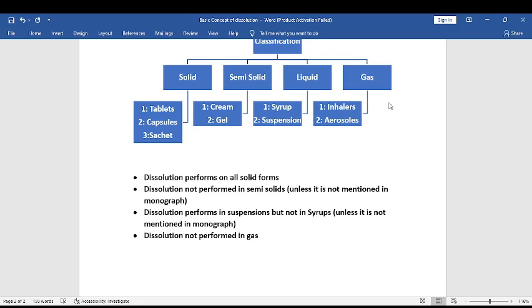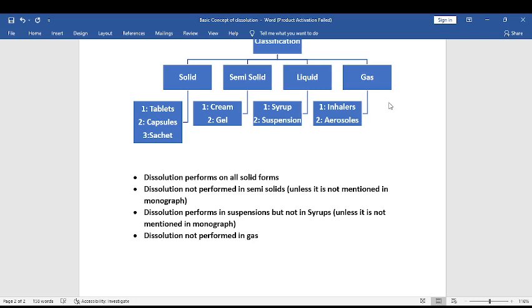In case of syrup, syrup is a homogeneous solution. In syrup, active is already soluble. And in the dissolution test, we check solubility. So if a dosage form is already soluble in nature, we don't need to perform dissolution on it. And if it is required in some exceptional cases, it would be mentioned in the monograph, so we will have to perform it.